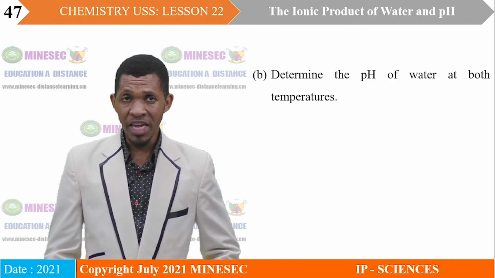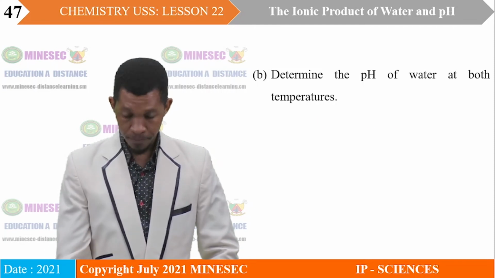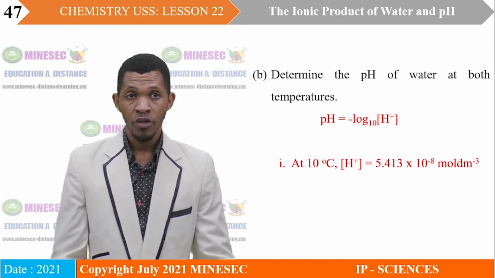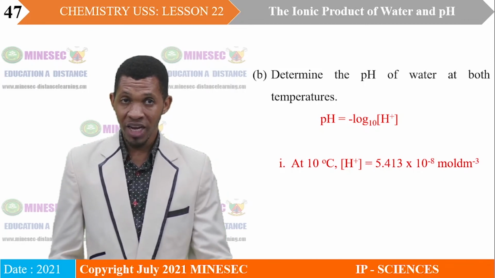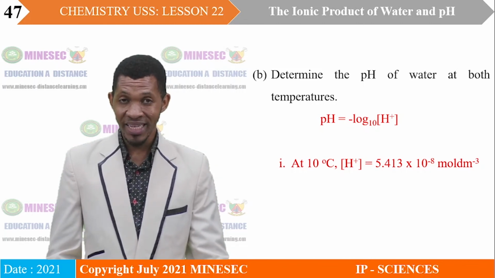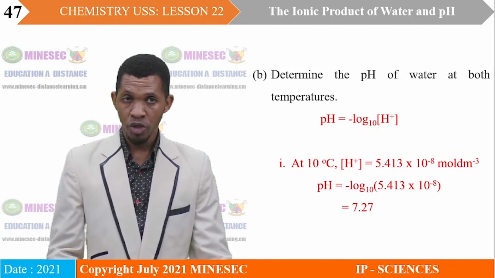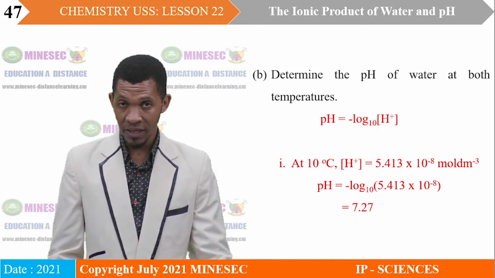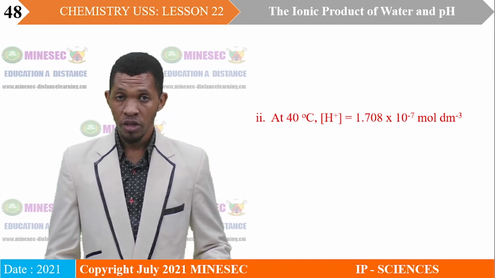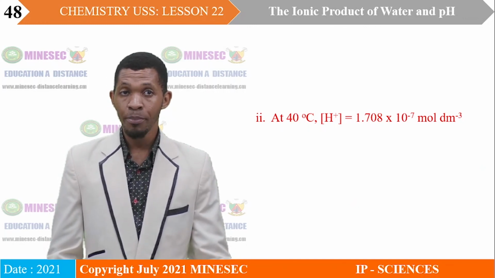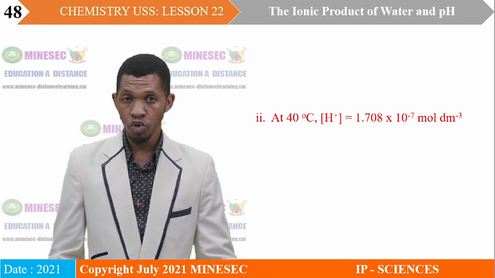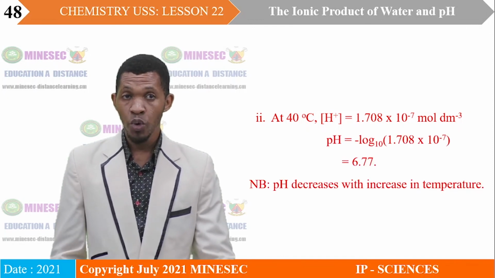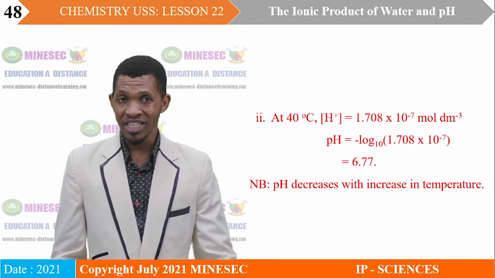B, determine the pH of water at both temperatures. pH is equal to negative log to the base 10 of molar hydrogen ion concentration. So at 10 degrees Celsius, the molar concentration of hydrogen ion is 5.413 times 10 to the power negative 8 moles per cubic decimeter. Substituting this in the expression of pH and simplifying, we have a pH value of 7.27. At 40 degrees Celsius, the molar concentration of hydrogen ion is equal to 1.708 times 10 to the power negative 7 moles per cubic decimeter. Substituting this in the expression of pH and simplifying, we have a pH value of 6.77. So pH decreases with increase in temperature.